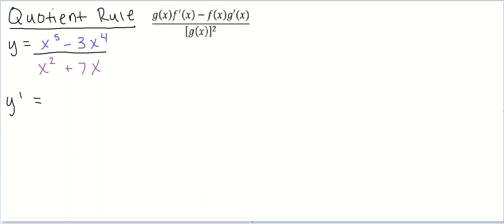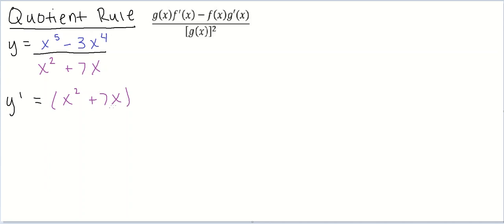So this formula says that we're going to take the bottom function and just rewrite the bottom function like normal first. So the bottom function is my purple one, right? The x squared plus 7x. That is my bottom function. So I just rewrote my bottom function. I didn't do any derivatives, I just rewrote it. So x squared plus 7x.